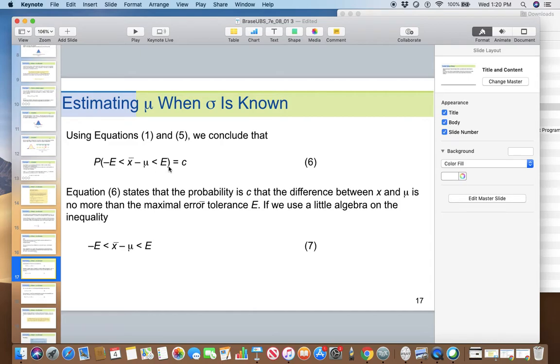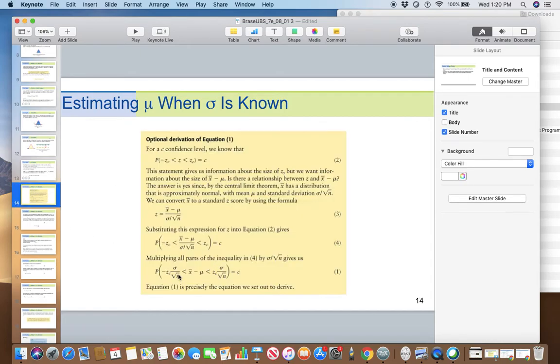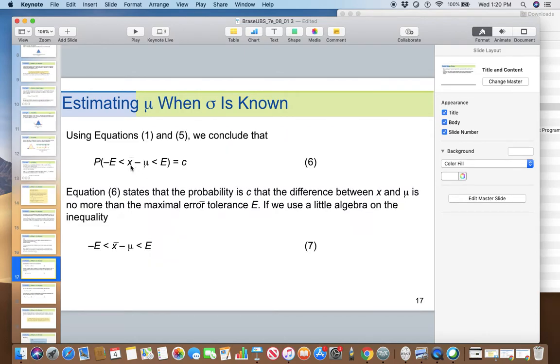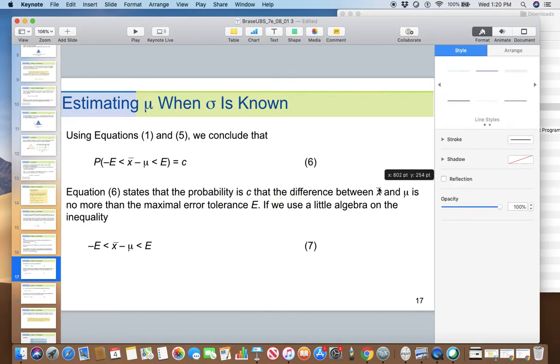All right. So that tells me probability. Now all of this is from here. So what are we saying? X bar minus mu is between E and negative E. So negative E is less than X bar minus mu less than E. Let's understand this. Remember, E is called the error tolerance. It is the maximum margin of error that we allow.